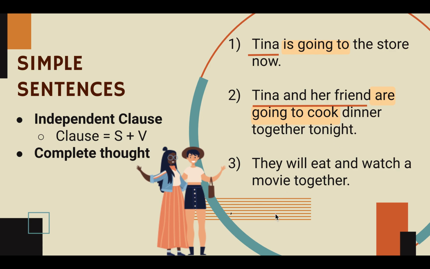In the last one, number 3, what do you think is the subject? They, good. And will eat and watch is actually the verb. Notice here there are two verbs together, but they share the same subject, right? So we call this a compound verb, but because they share the same subject, it's still a simple sentence. So just a little bit of a review for what simple sentences are.